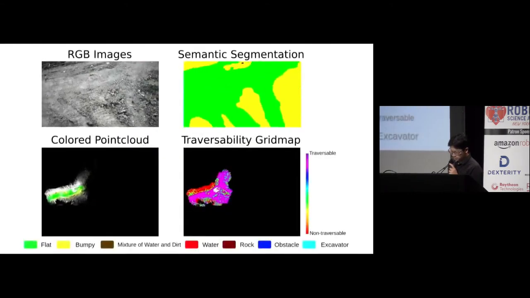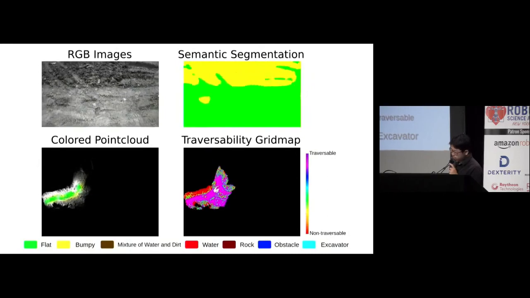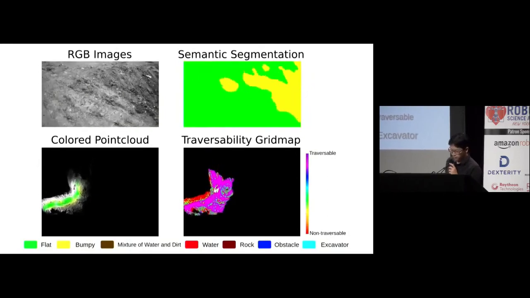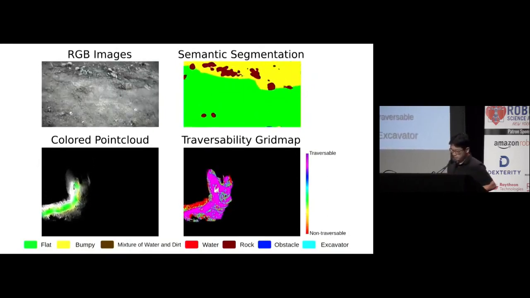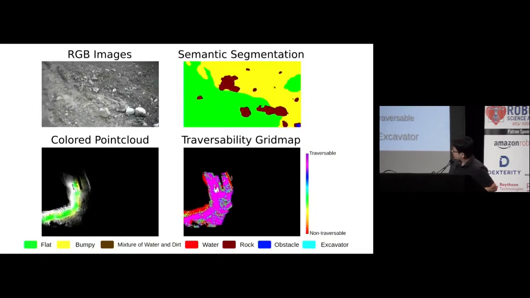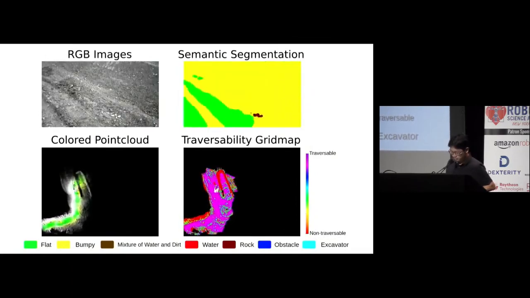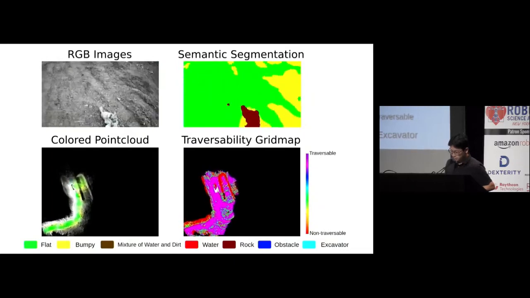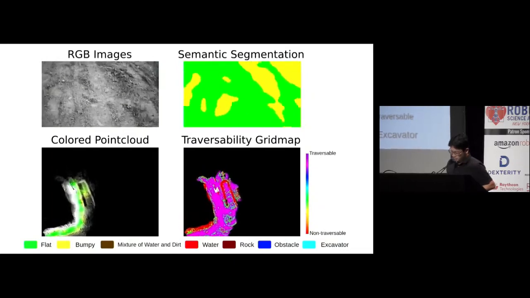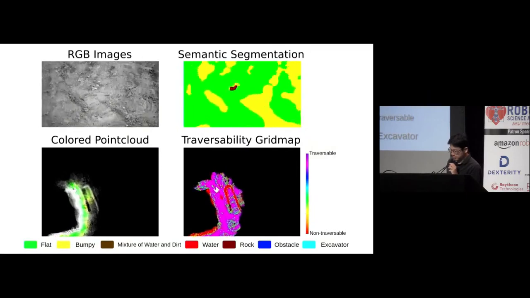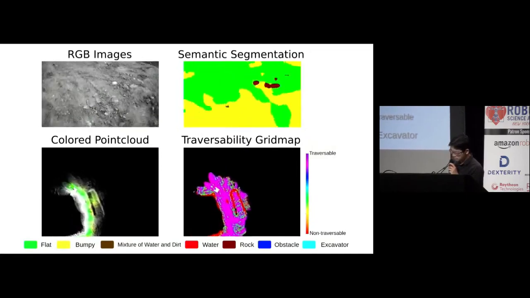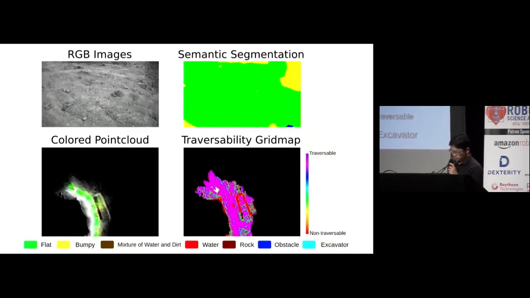On the top left is the image stream from the excavator in real time, and on the top right is the generated semantic segmentation result, which is also predicted in real time. The bottom left shows the colored point clouds after we project the semantic segmentation result onto the 3D space, and the bottom right is the final traversability map.